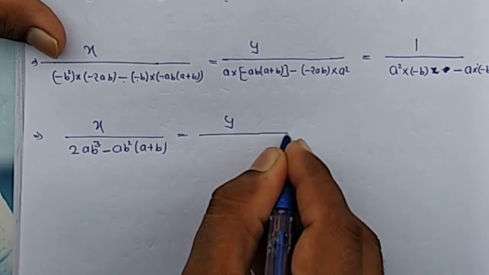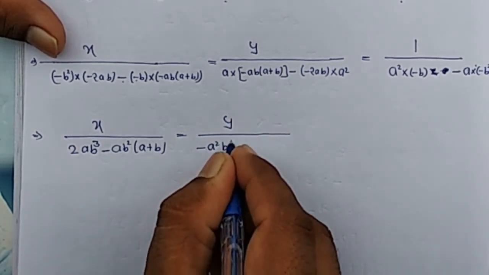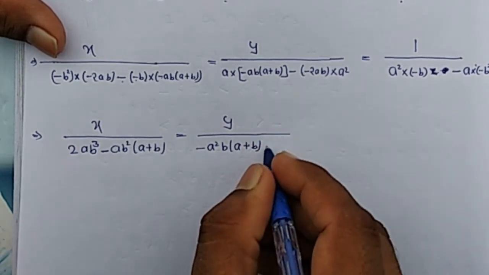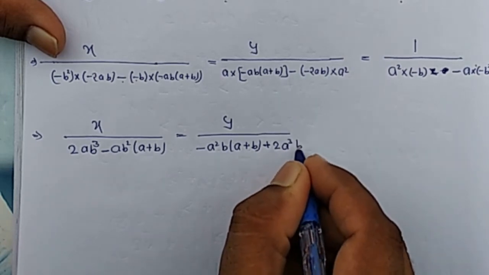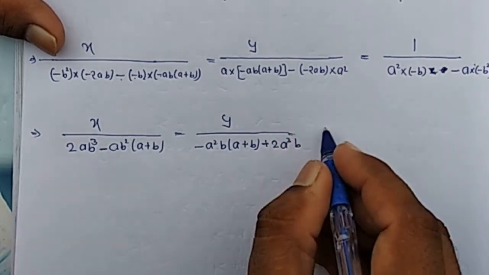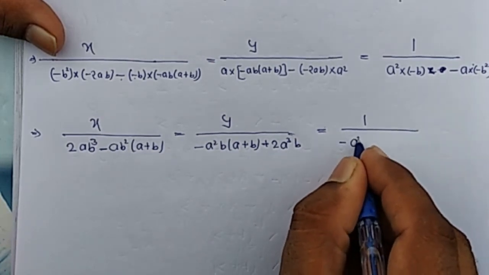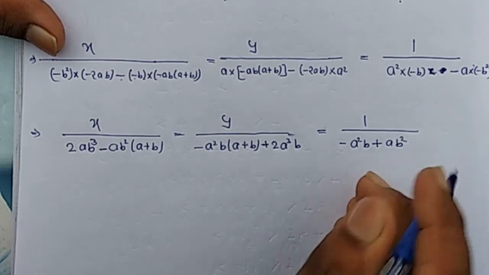y by, open the bracket, minus a square b, a plus b, minus minus plus 2a cube b, a into a square, a cube, 1 by minus a square b plus ab square.